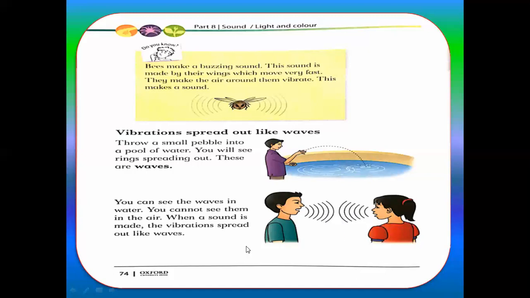And these waves move in the air, but we can't see them. We can't see the waves, we can just listen. Now, how these waves move in solid, liquid or gas, you can see on the next page.